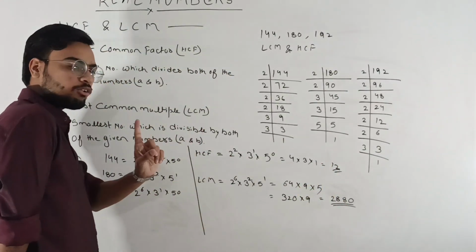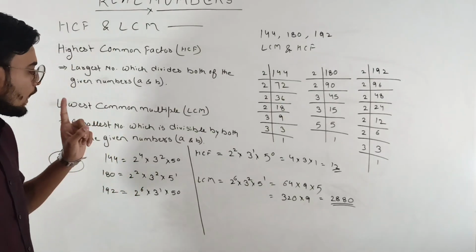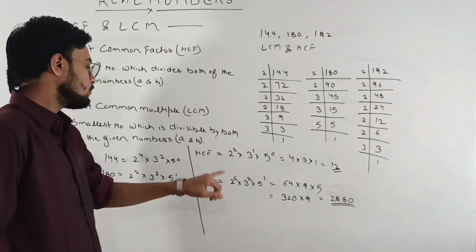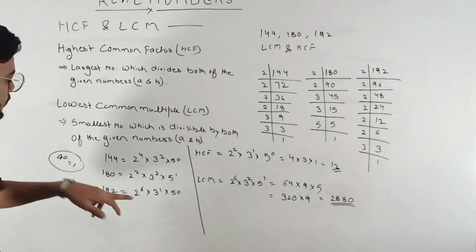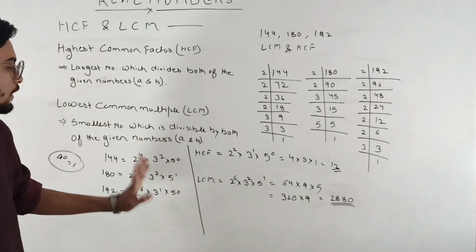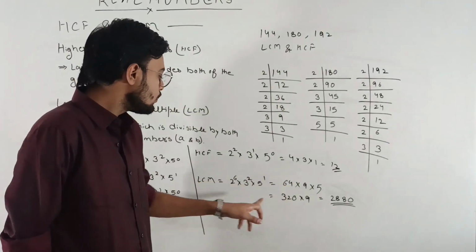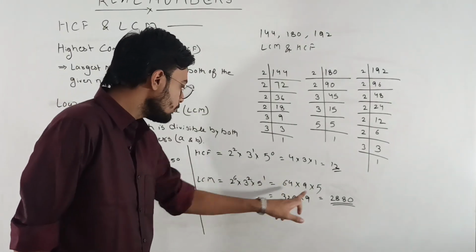And for LCM, again you write all the numbers 2, 3 and 5, and the power is largest. For HCF, the power is smallest. For LCM, you have to write the largest power. Then the largest power of 2 is 6, 3 is 2, 5 is 1. Then after writing this, I calculate 2 to the power 6 is 64, 3 to the power 2 is 9 and 5 is 5.